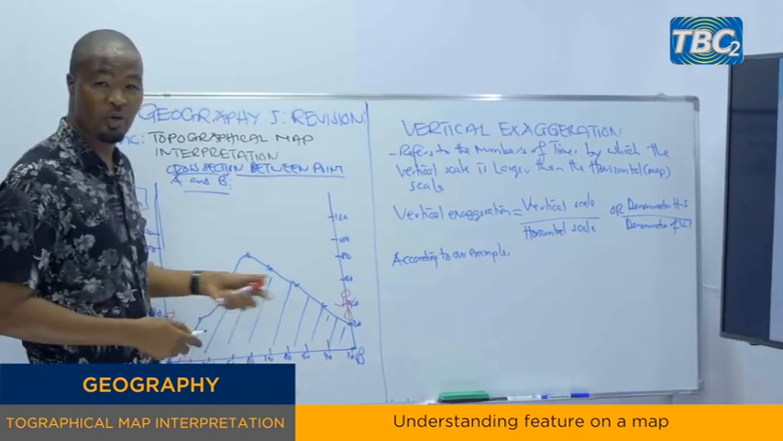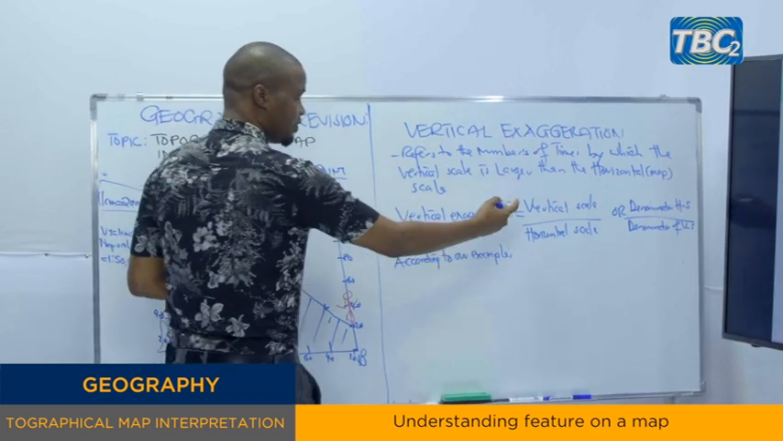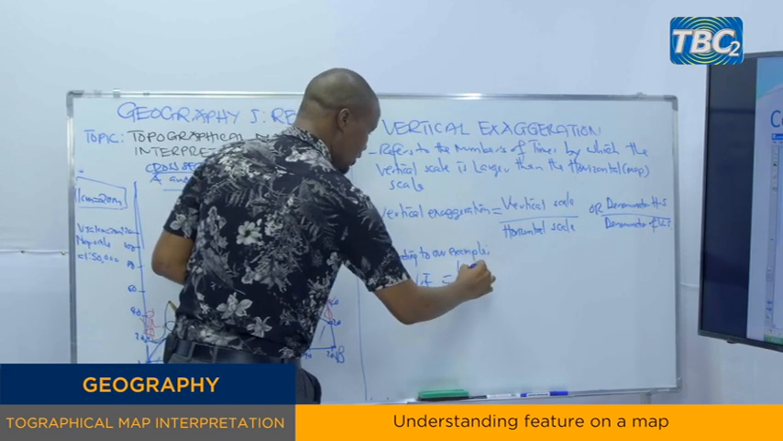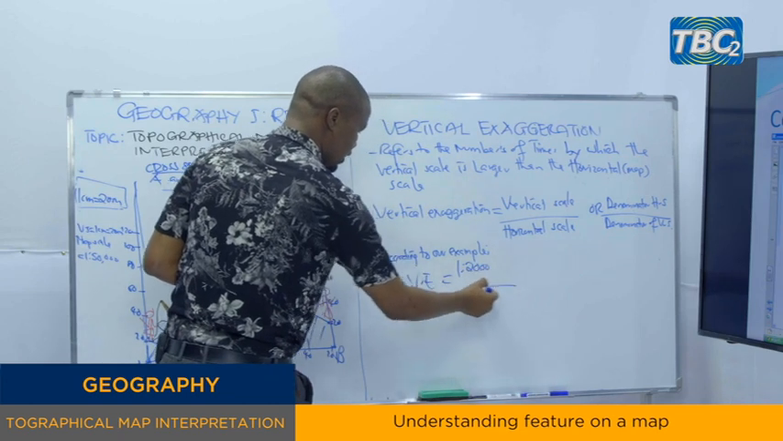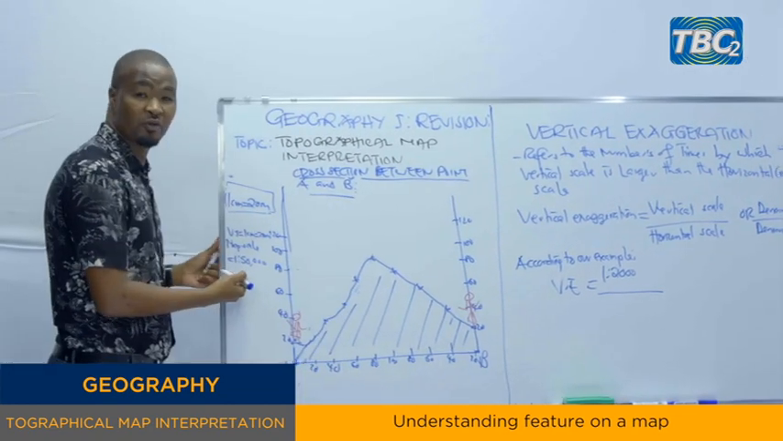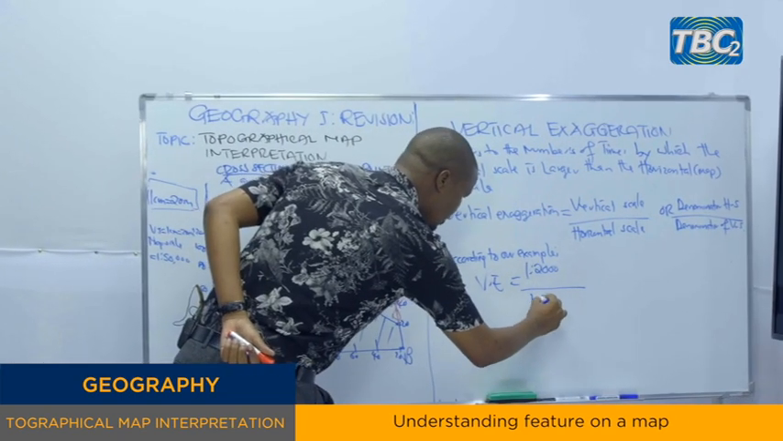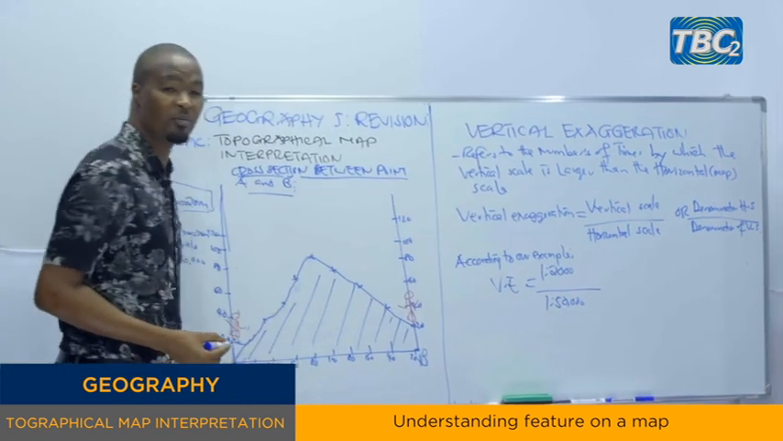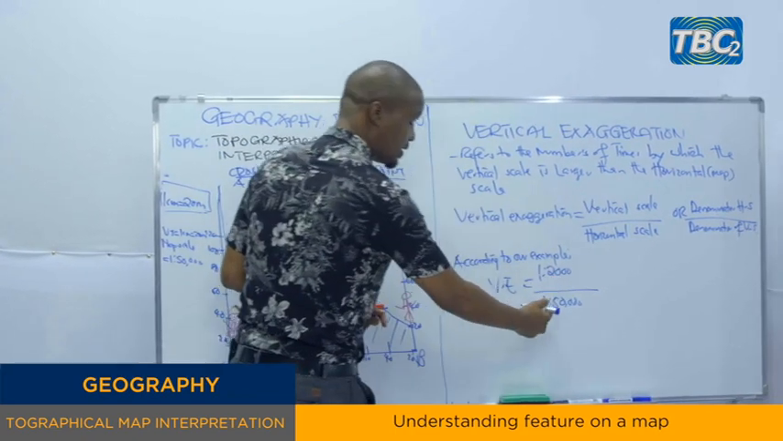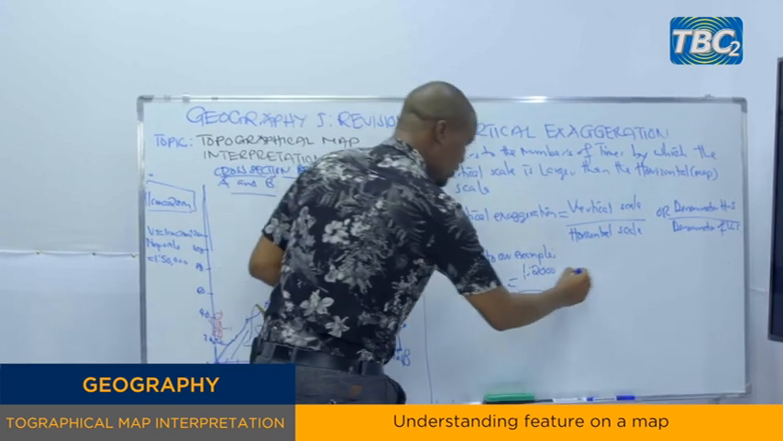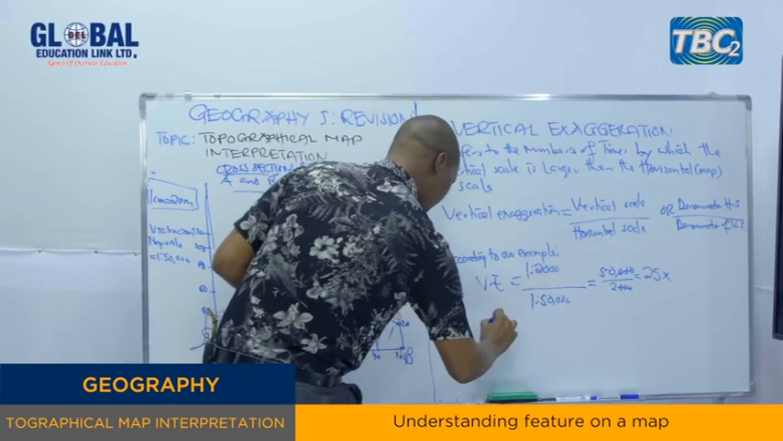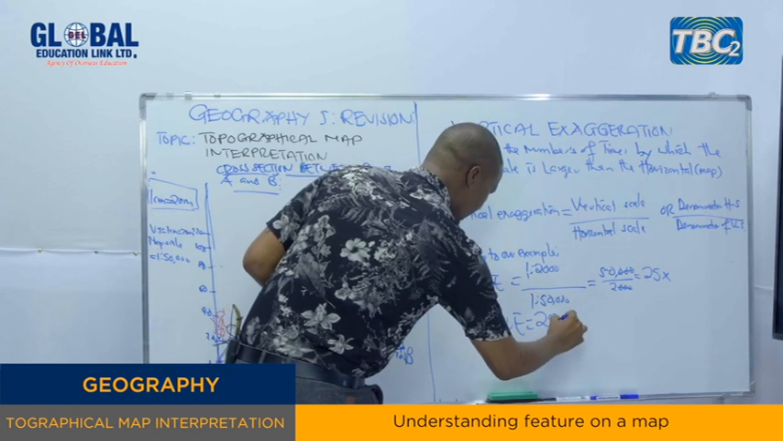According to our example, vertical exaggeration is equal to the vertical scale, which is 1:2000, divided by the horizontal scale. The horizontal scale refers to the map scale provided, and the map scale provided is 1:50,000. That is our map scale or the horizontal scale. So right now we have to take this one divided by this one, you see? If you take this one divided by this one, you will take 50,000 divided by 2,000. It means vertical exaggeration is equal to 25 times.